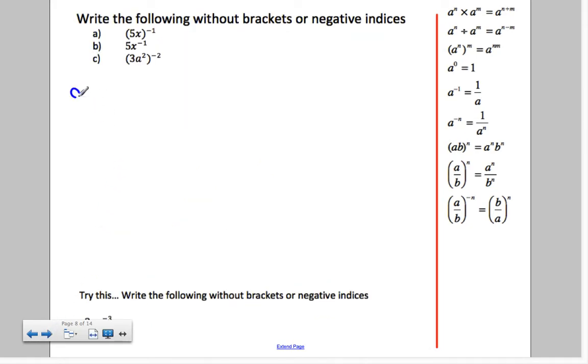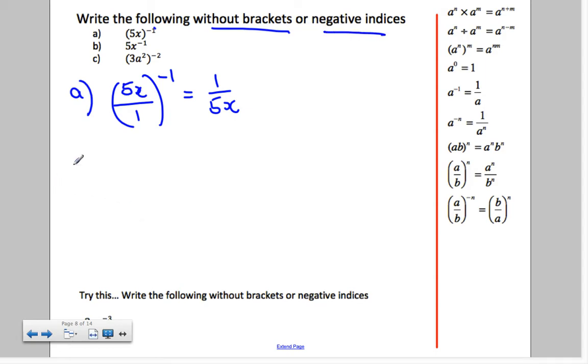Next lot of examples. So 5x to the negative 1. Notice that there's some brackets, unlike the next question. So that means the whole expression has to be reciprocated or flipped, for want of a better word. So I've got 5 over x. You can think of it having an invisible denominator of 1. If I flip that over, if I find the reciprocal, I get 1 over 5x. I've expressed it without using brackets, and I'm not using negative indices in my answer.